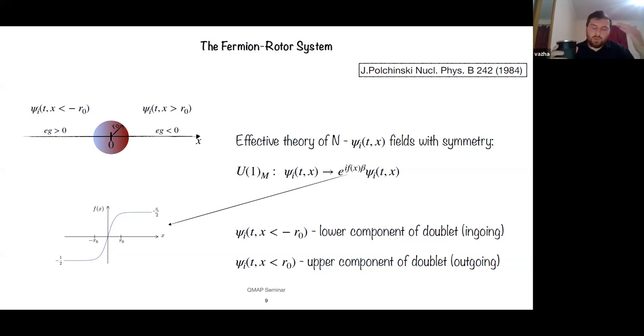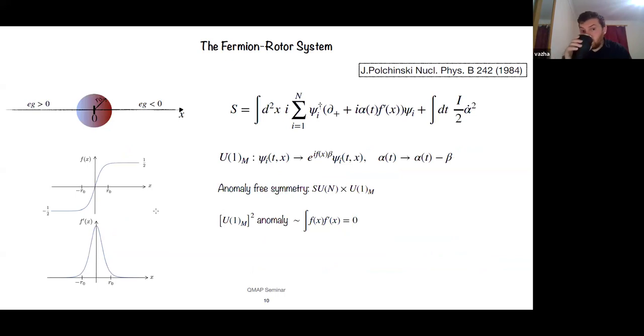Now we should write down the Lagrangian that conserves this symmetry. Of course, it is impossible to write down such a Lagrangian that contains just a psi field. Because of that, Polchinski introduced an extra degree of freedom. This extra degree of freedom is just a quantum mechanical rotor that couples with the fermion field, just like a gauge boson would couple, but its spatial dependence is fixed by the derivative of this step function, and it is basically a regularized delta function. So it couples to the fermion only very close to the magnetic monopole.